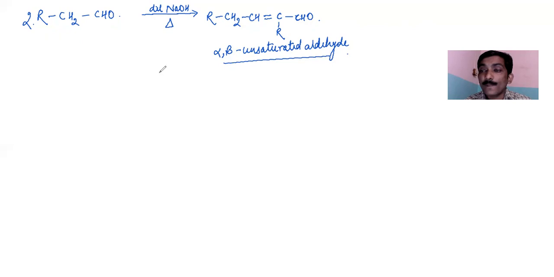This molecule has undergone aldol condensation in the presence of a weak base, that is dilute NaOH, and a little of heat provided to it. It undergoes aldol condensation to form alpha beta unsaturated aldehyde. The mechanism of this reaction we are discussing next, how this reaction proceeded to give us this product.